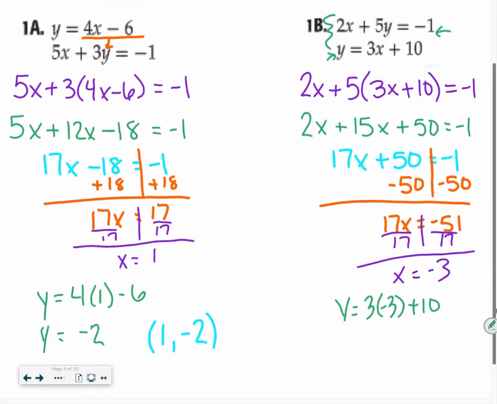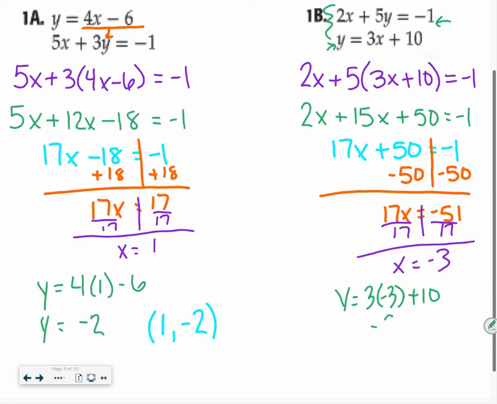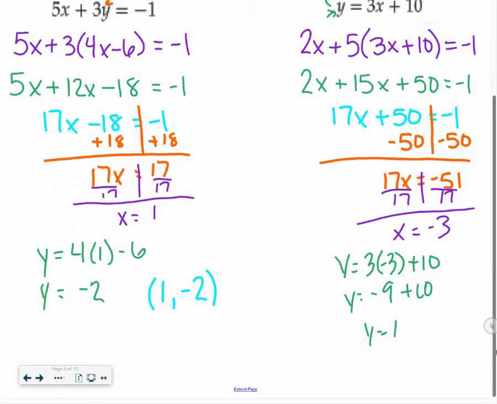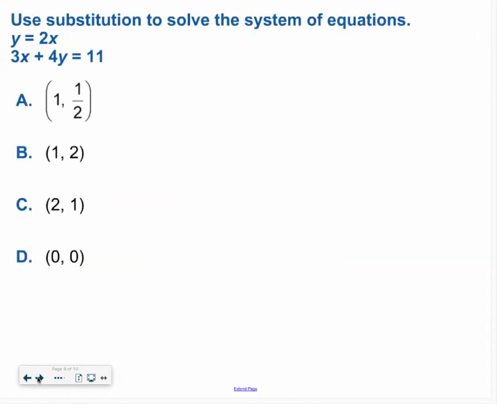So we have y equals 3 times negative 3. That's negative 9 plus 10. So y equals 1. So I go and I write my solution. I look, what does x equal? x equals negative 3. y equals 1. I write it as an ordered pair, and I am done. See if you can solve this system of equations on your own.